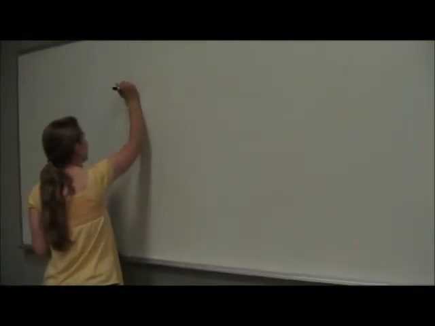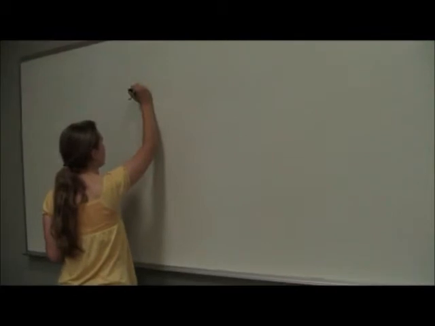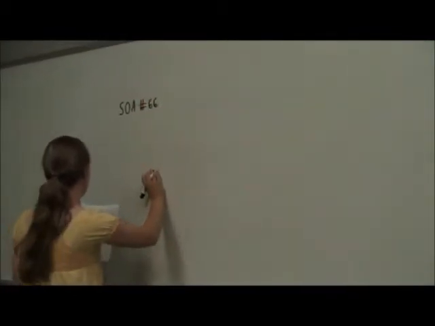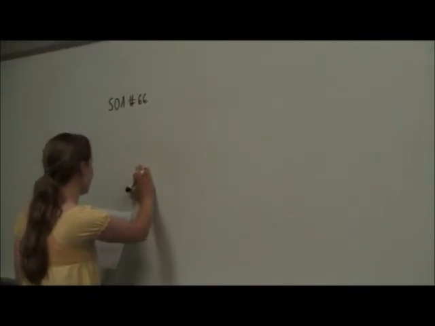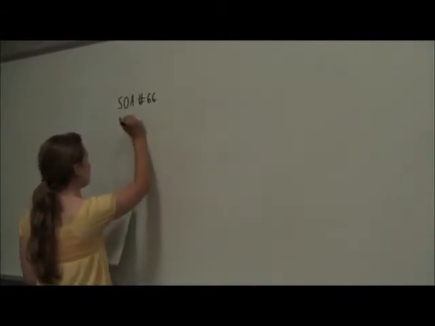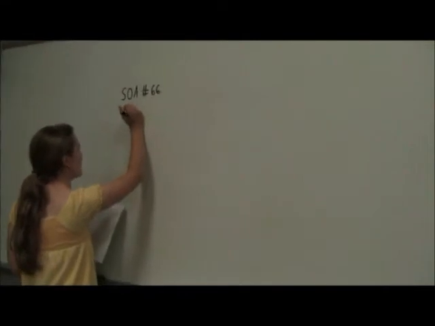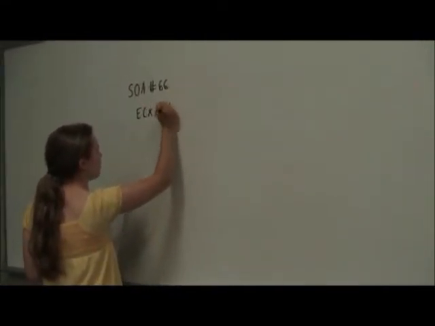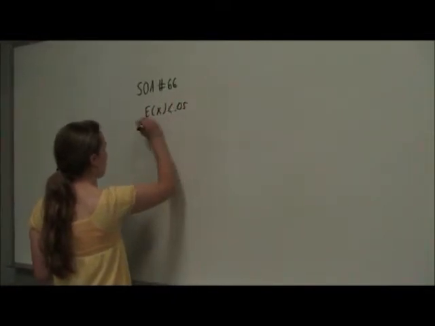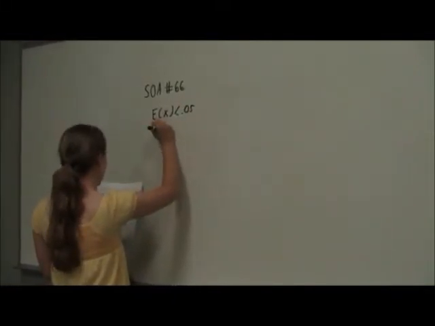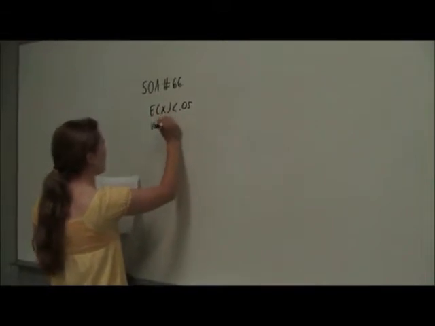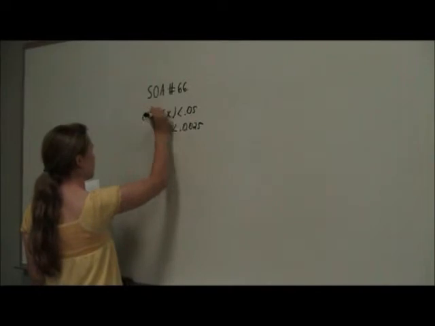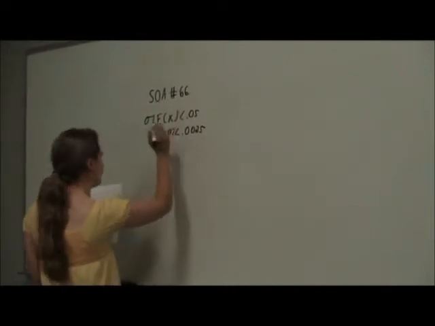All right, so we are going to do the solution to SOA problem number 66. In this problem, they want us to find the sample size so that the standard deviation of the expectation of x is less than 0.05. Or one way to think of this is the variance of x is less than 0.0025.